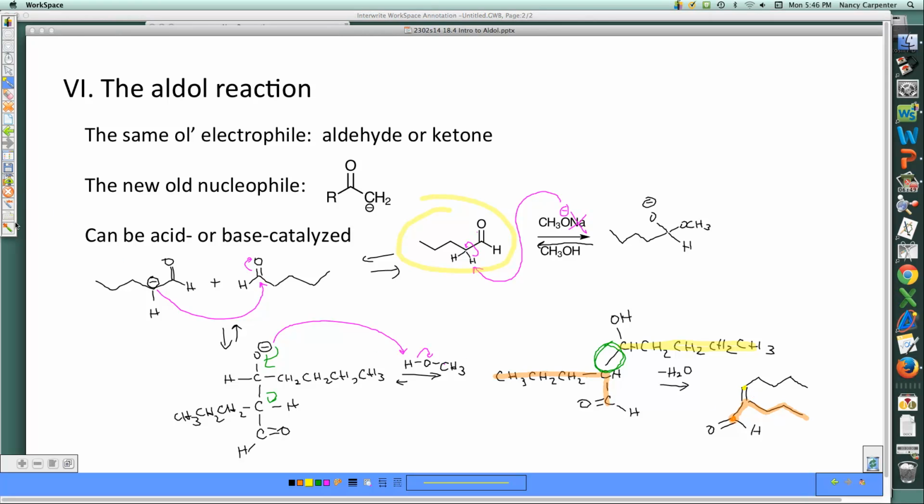1, 2, 3, 4, 5. So I lost this hydroxyl group and that hydrogen as water to form that double bond right there and make this very stable conjugated product. So that's one way that we push the equilibrium forward to get the aldol product.